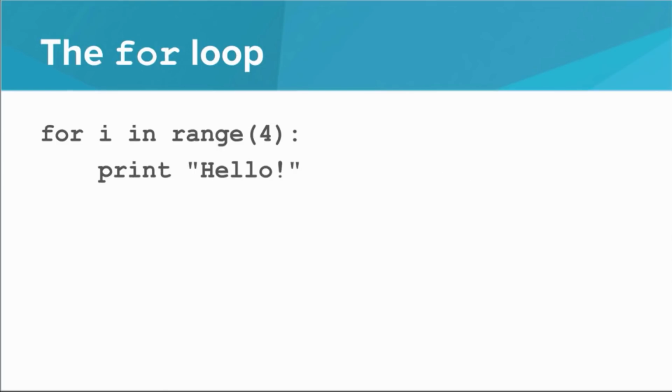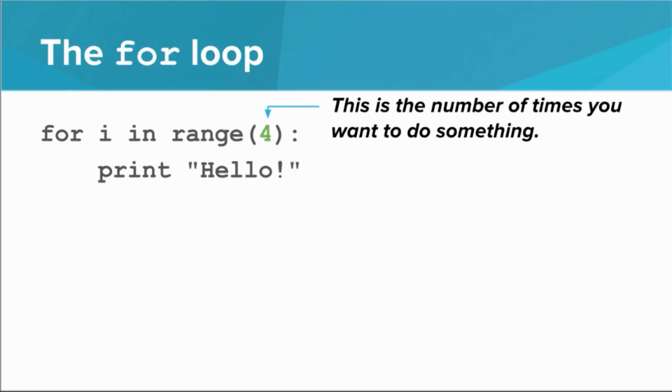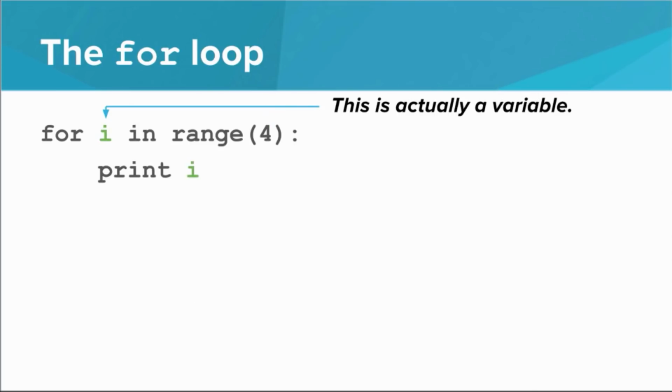So as we saw, this prints hello 4 times. The thing in parentheses just has to be something that evaluates to an integer. It represents the number of times you want to do something. And of course, everything in the body is indented by 1 level. Now let's look for a second at the for loop that prints out I.